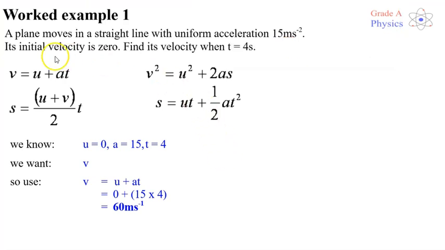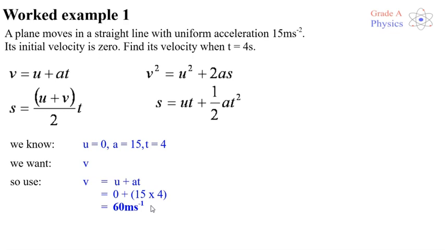We need to find one of these formula which has all 4 of these letters. And hopefully we can see that it's this first one here, v equals u plus at. And in fact, we don't have to rearrange this because v is already the subject. And in fact, u is 0, so that makes it even simpler. So it's a simple substitution, 0 plus 15 times 4, we get 60 meters per second. So that's a nice, easy question.